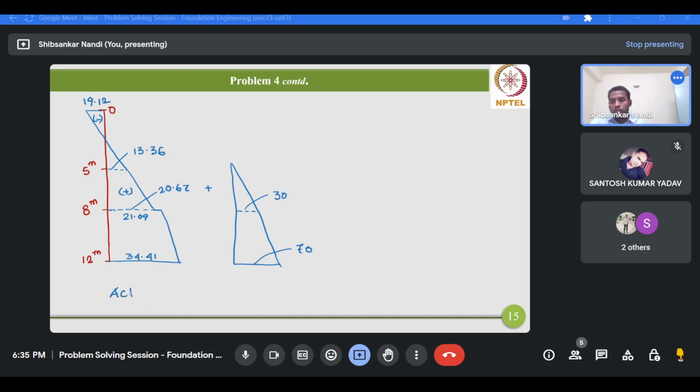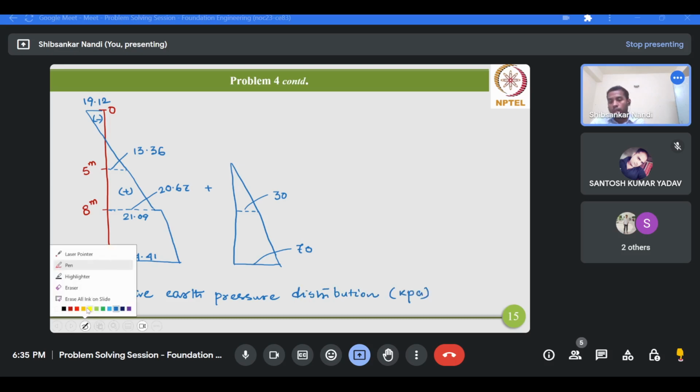This is the active pressure distribution. This is in kPa. And what is this side? So this side is your Z0. So please let me know if you have any confusions or any doubts.